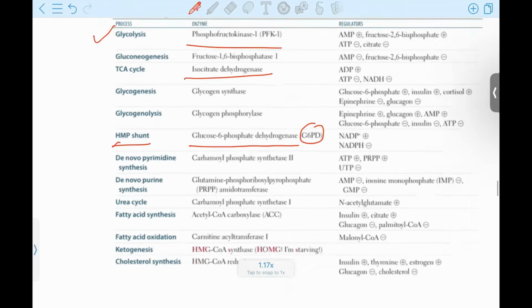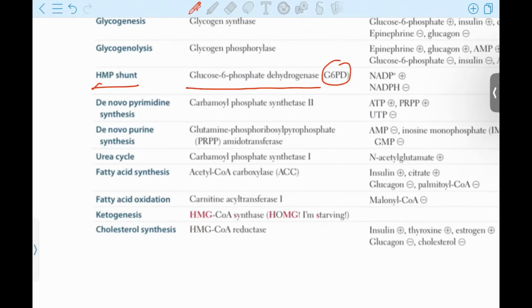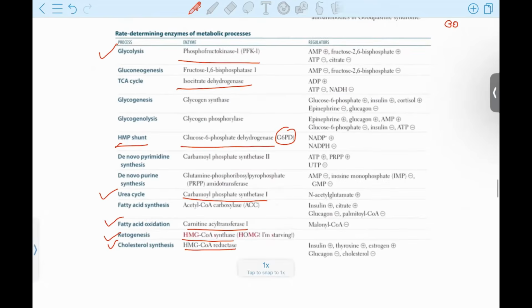And also, this is commonly asked. Cholesterol synthesis is due to HMG-CoA reductase, and ketogenesis is due to HMG-CoA synthase. Okay, the rate limiting enzymes are also a very commonly asked question. And for fatty acid oxidation, it is carnitine acyltransferase, and the urea cycle is carbamoyl phosphate synthetase. So okay, please go through this table once and remember the rate limiting enzymes.